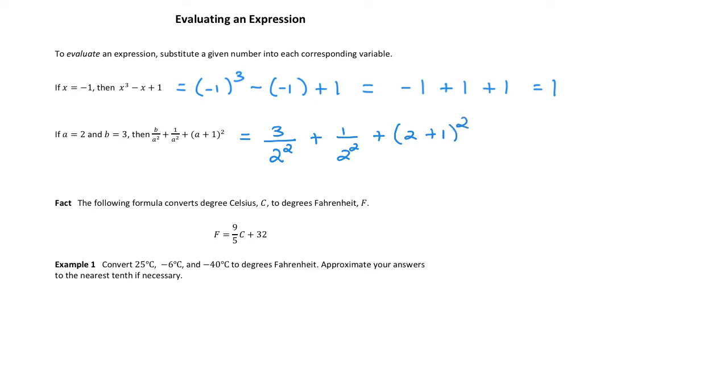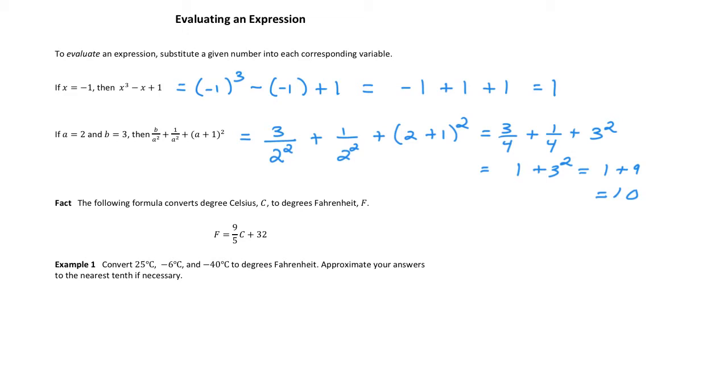And the goal is to now just simplify this down to one number. So we have 3 over 2 squared, that's 3/4, plus 1 over 2 squared is 1/4, plus, well, that's going to be 3 squared. Okay, 3/4 and 1/4 is 4/4, or just 1. 3 squared is equal to 9. And so the answer to this part is just 10. So that's the idea. Take some given values, plug them in place of the variables, and simplify your answer.